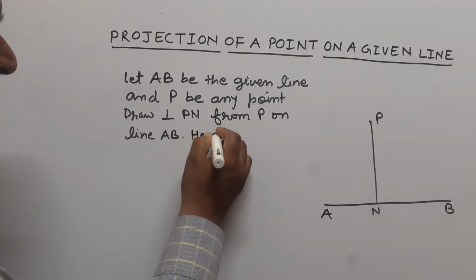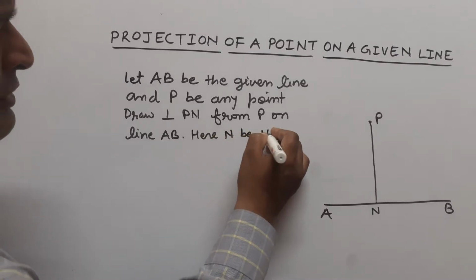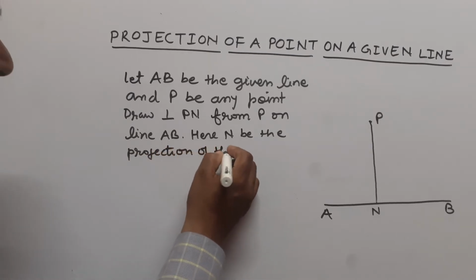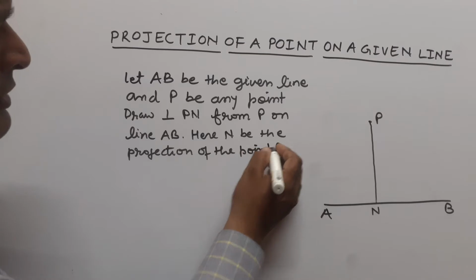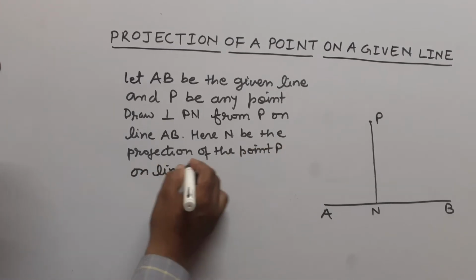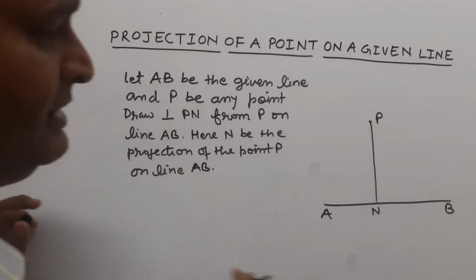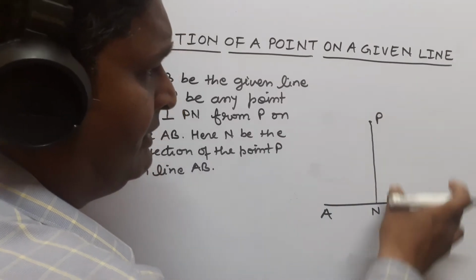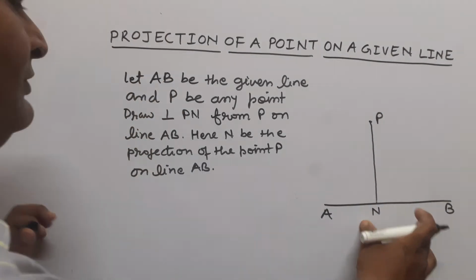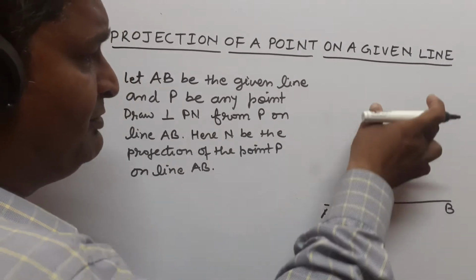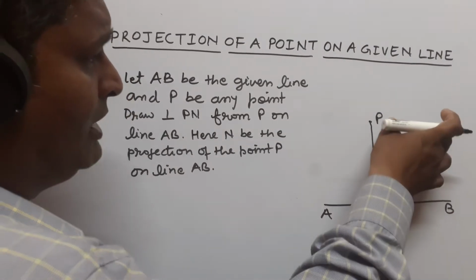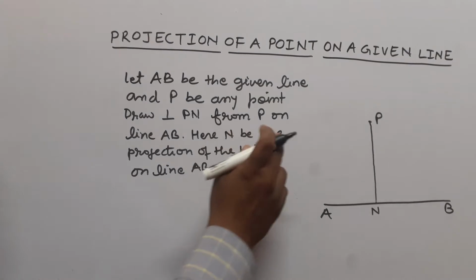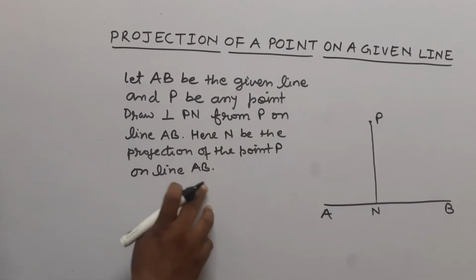Here N be the projection of the point P on line AB. You can see this is the line AB. Here P be any point. We draw perpendicular PN from P on the line AB. So N is the foot of this perpendicular, and this foot N is called the projection of point P on the line AB. Here N be the projection of the point P on line AB.